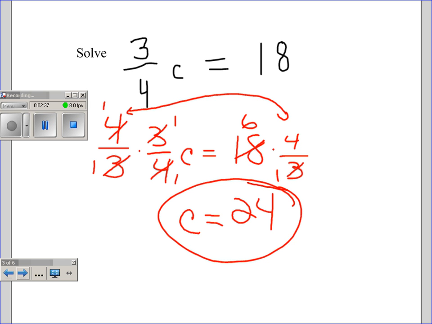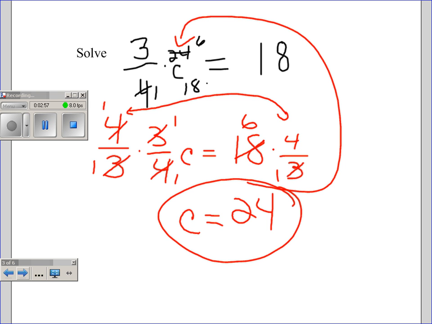Then you can always double check your answer to make sure it is correct by plugging it back in for C. As you would see, you'd have 3/4 times 24. You could take the 4 and divide it into the 24. This would be 1, this would be 6. 3 times 6 is 18, equals 18. That checks out, and so C is 24.